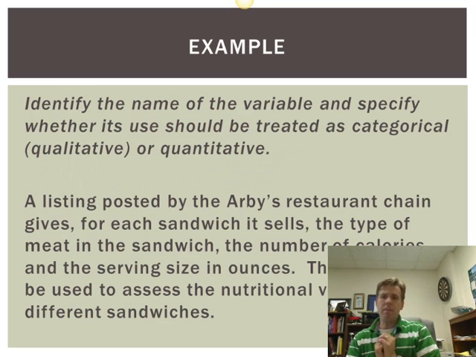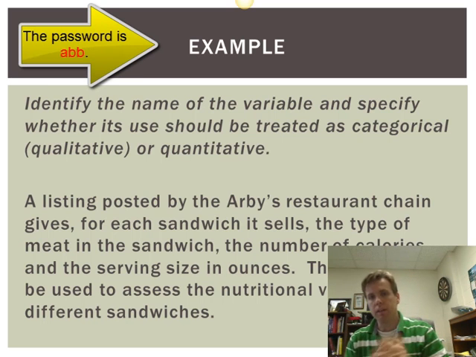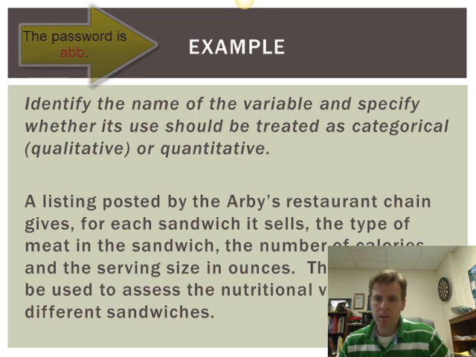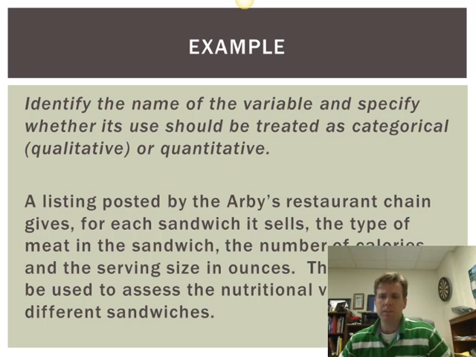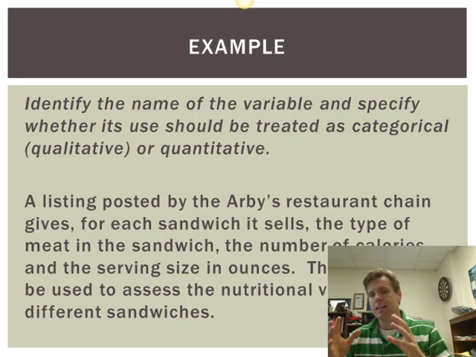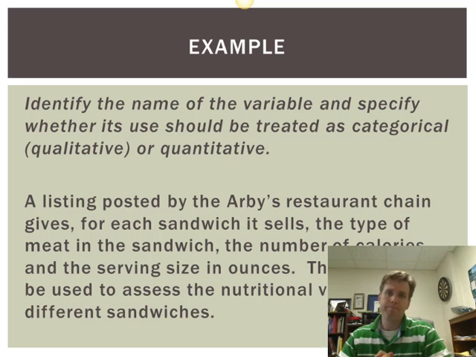Okay, identify the name of the variable and specify whether its use should be treated as categorical, qualitative, or quantitative. So here's the example. A listing posted by Arby's restaurant chain gives for each sandwich it sells the type of meat in the sandwich, the number of calories, and the serving size in ounces. The data might be used to assess the nutritional value of the different sandwiches. So take a moment now to list the name of each variable and then specify whether its use should be treated as categorical or quantitative.